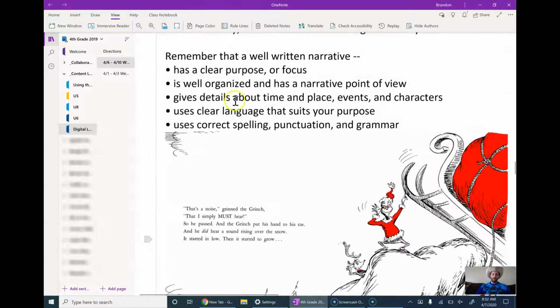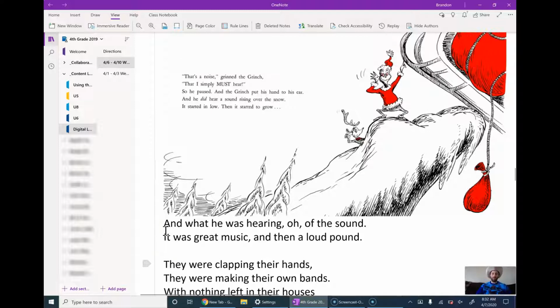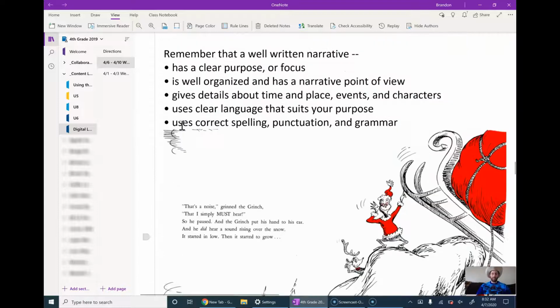So this is where my story is going to pick up. Now, you'll notice with mine, it says use correct punctuation. But you'll notice I have capitals at the beginning of all of my sentences, even when it's not a complete sentence. Every line starts with a capital. And the reason why I did that is because you'll notice in How the Grinch Stole Christmas, every single line starts with a capital, even if it's not a brand new sentence.